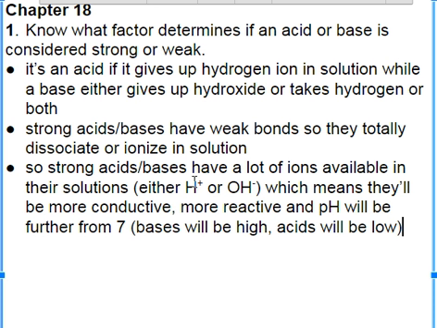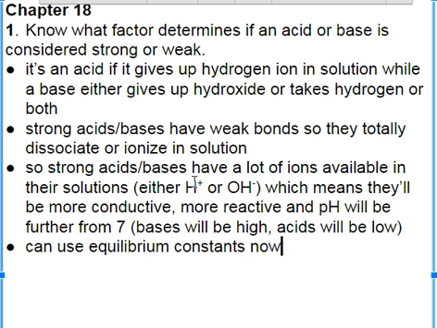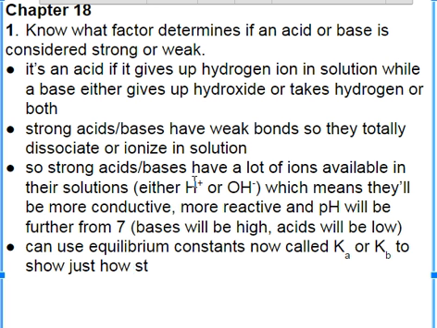Also means that as far as an equilibrium constant, you really can't calculate one. But you can use equilibrium constants, now called Ka or Kb, depending upon whether you're talking about an acid or base, to show just how strong or weak an acid or base is. If there's no Ka or Kb, then we assume it completely dissociates.